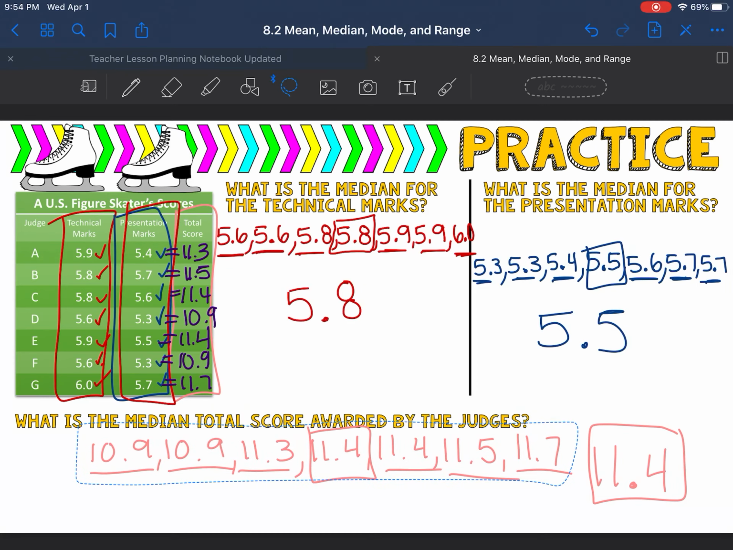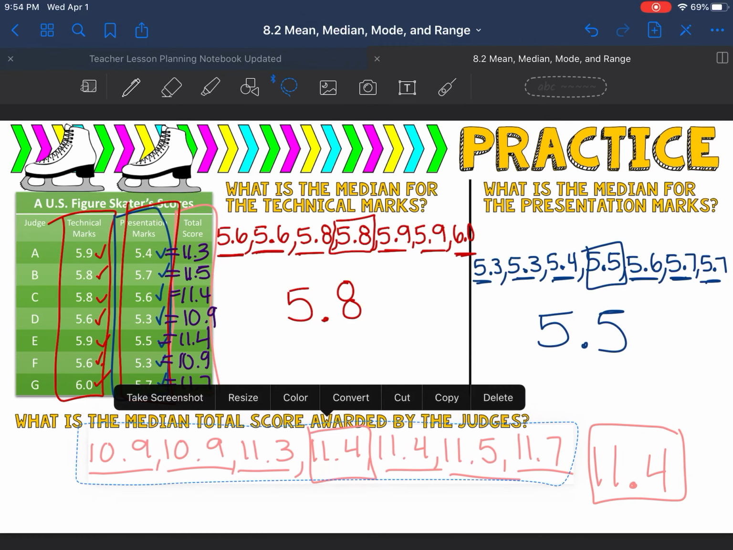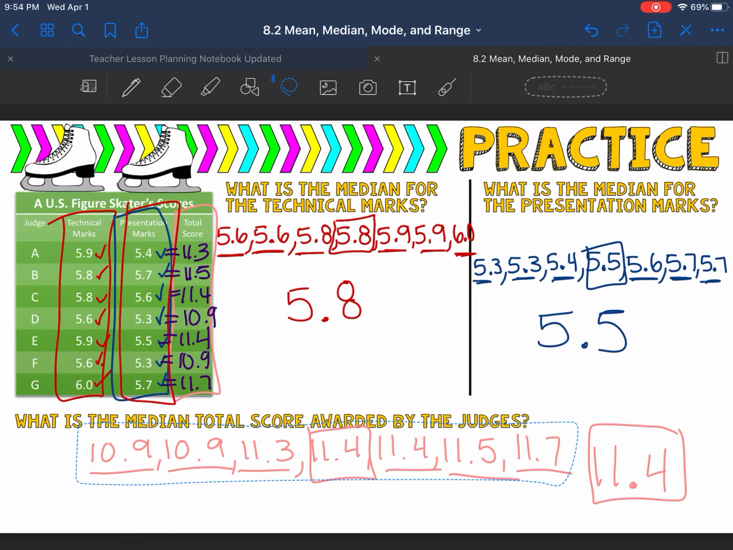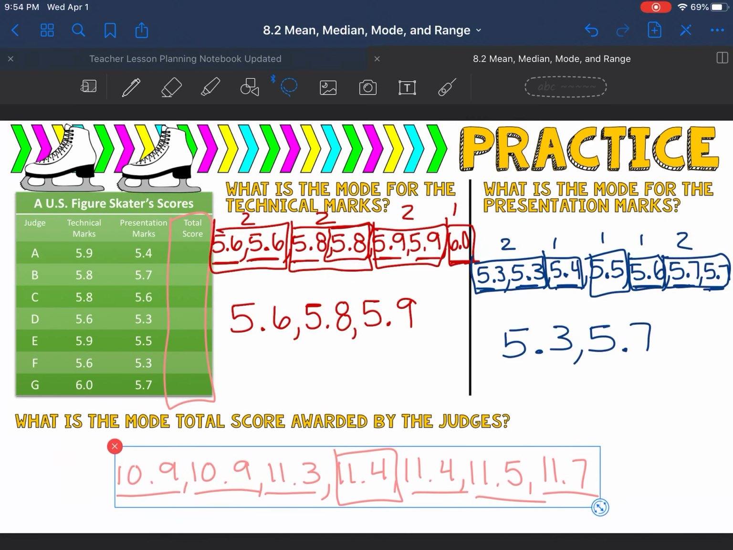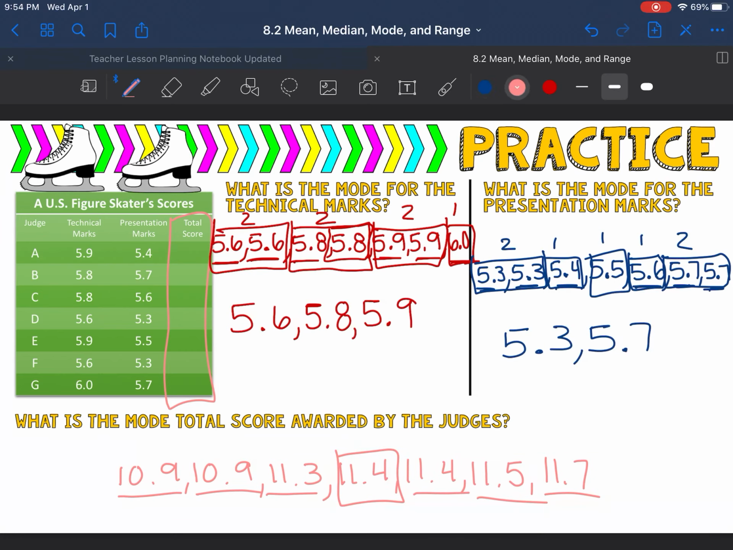All right, guys, just like how you did last time, I want you to pause the video at this time, and I want you to find what the mode for the total score is going to be. All right, so pause the video and unpause it when you find out.